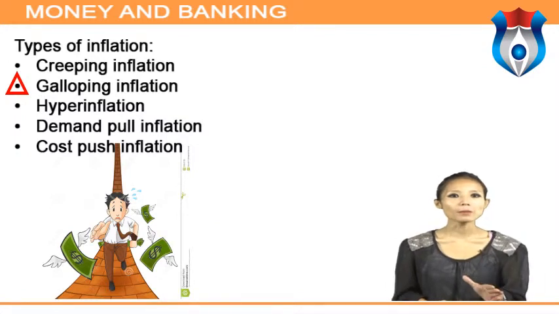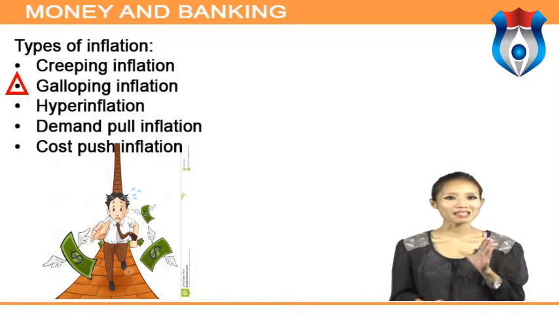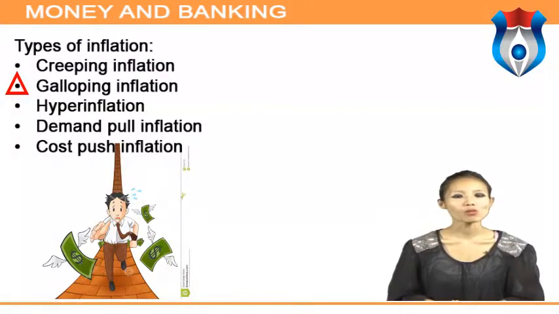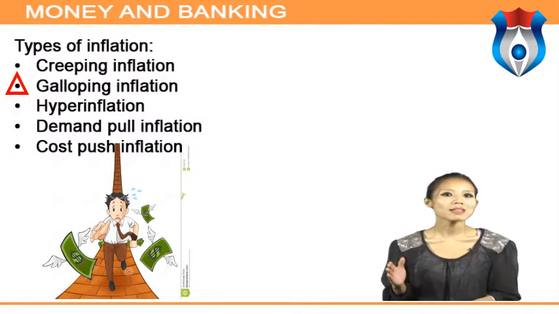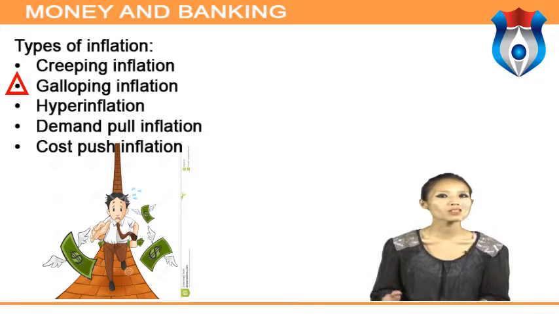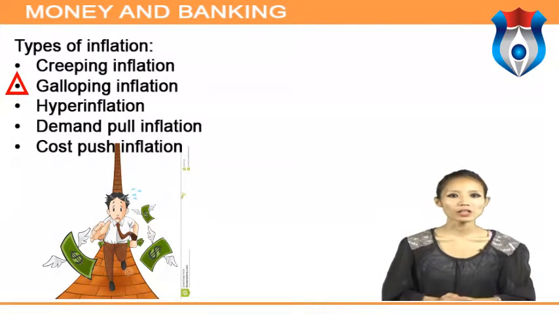999% per annum, then the situation can be termed as galloping inflation. When prices rise by more than 20% but less than 1000% per annum, that is between 20% to 1000% per annum, galloping inflation occurs.